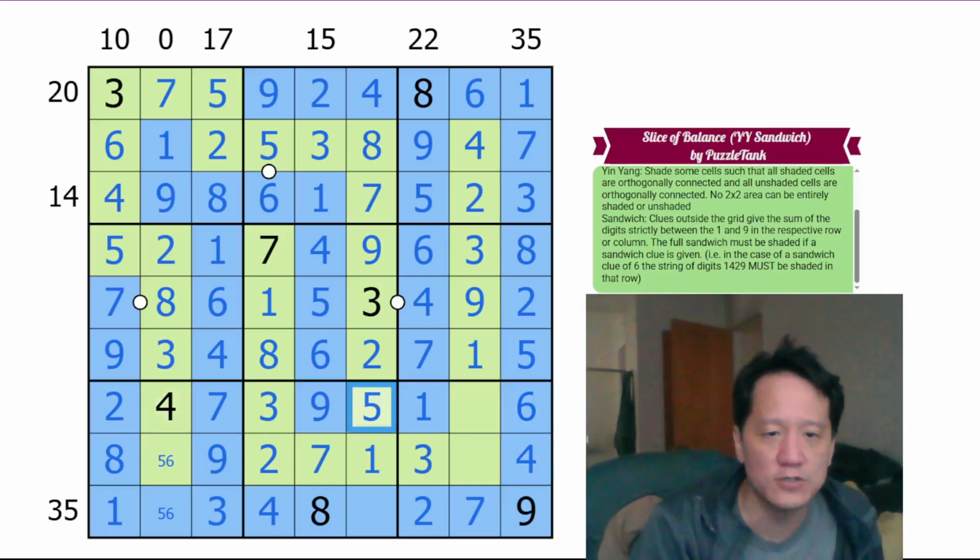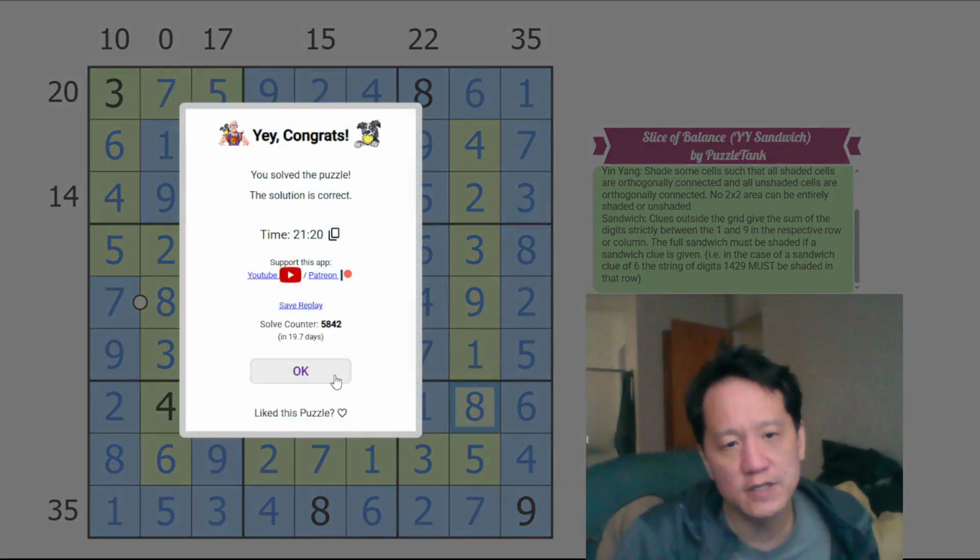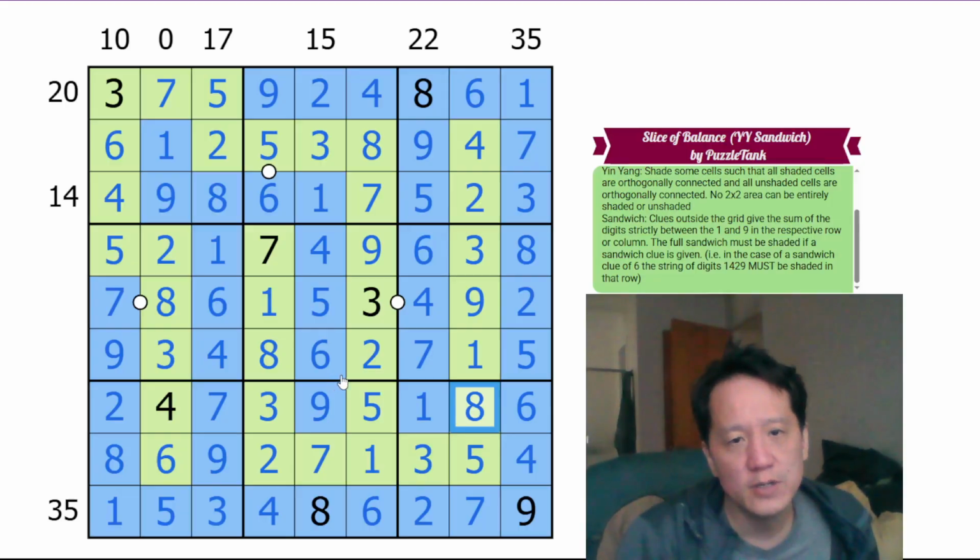6 eliminates 6 here, so it's 5 and 6. It eliminates 6 here, so it's 5 and 6. That leaves us as 5 and this as 8. And that's a solution. Pretty cool, actually.